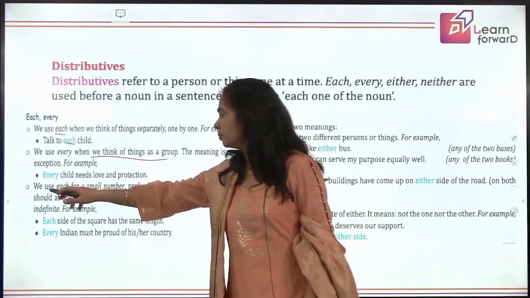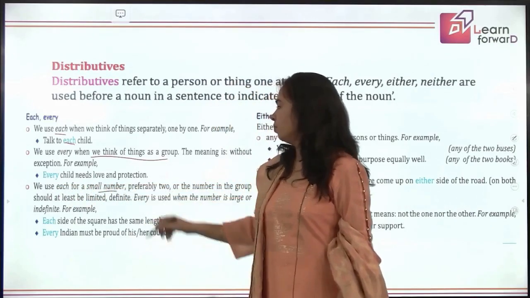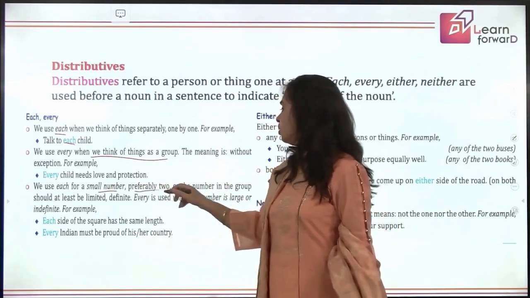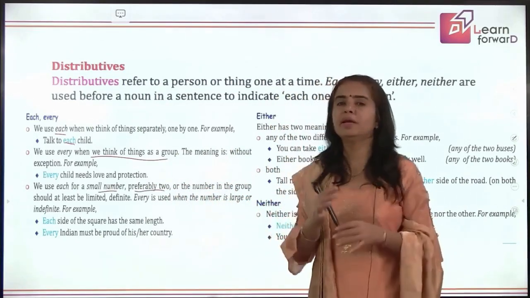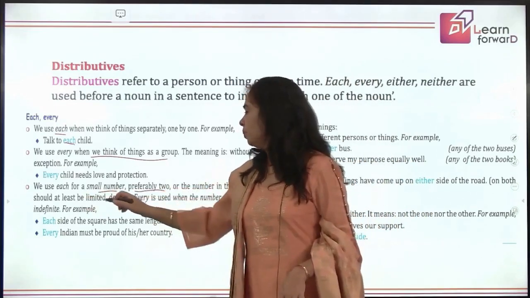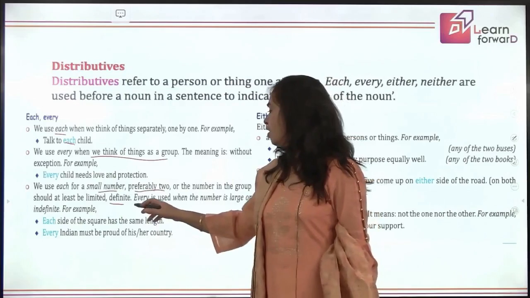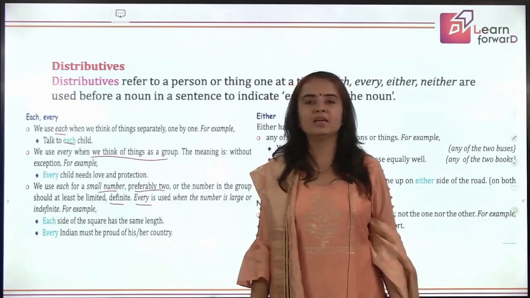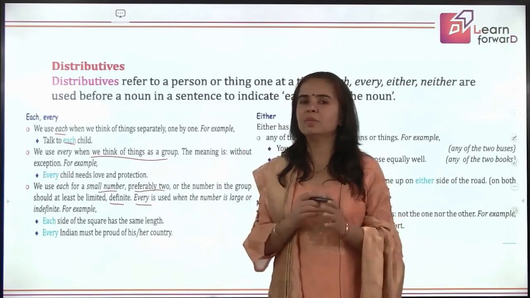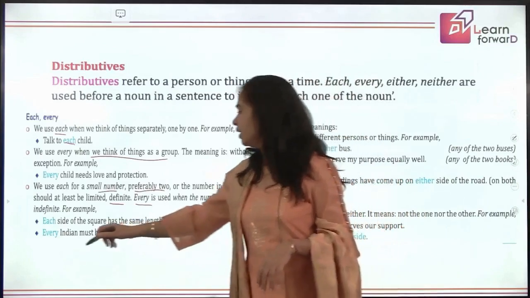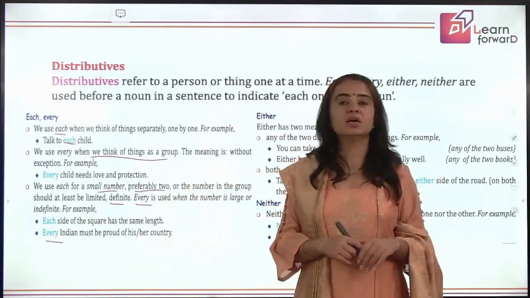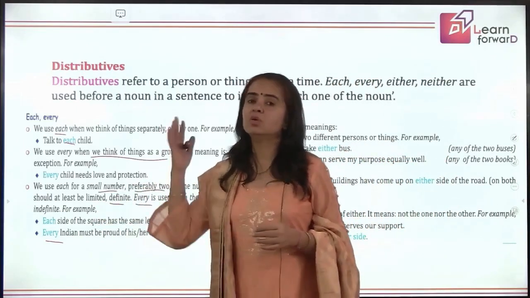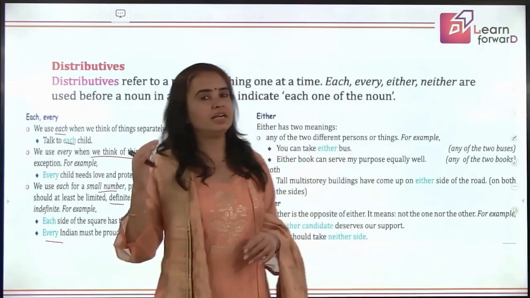Coming to next, we use each for a small number. Yes, that is also important. When the number is less, we use each. So preferably for 2, or at least it should be a limited number even in the group. So it should be limited and it should be definite. Like every is used when the number is large enough. Each side of the square has the same length. So there are just 4. It's okay, it's a limited number. That's why we say each side. And then every Indian must be proud of his or her country. So it's a big number here. That is why we are using every, though still we are talking about the Indians individually, right?